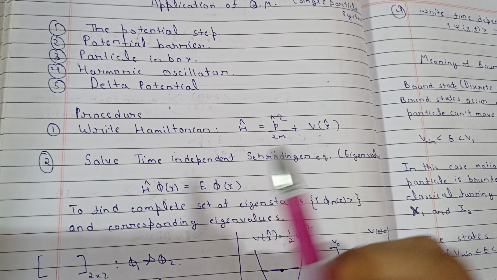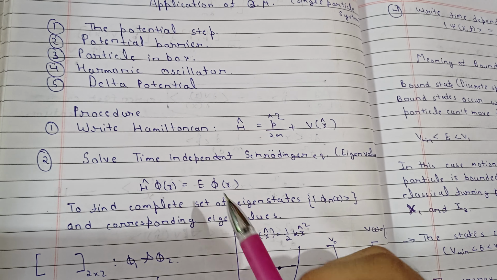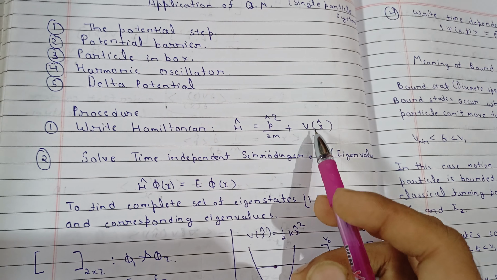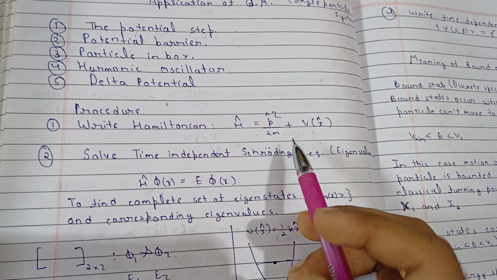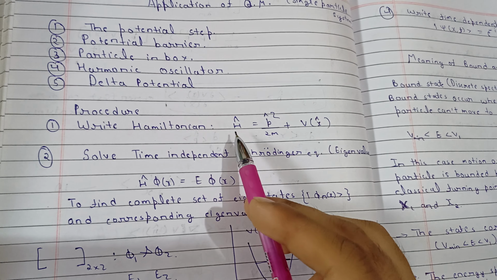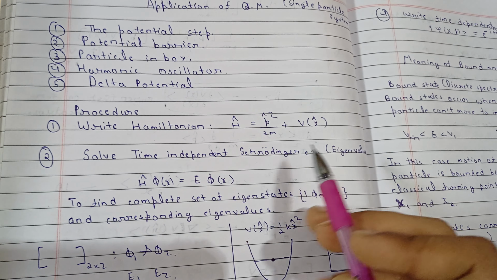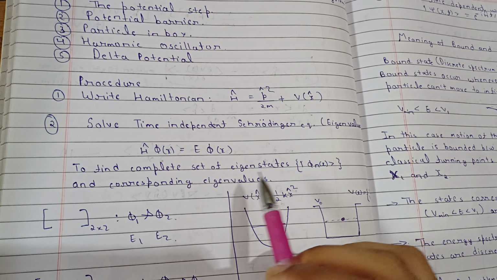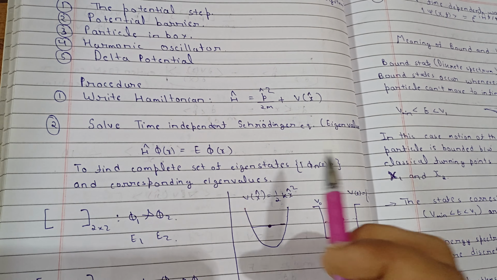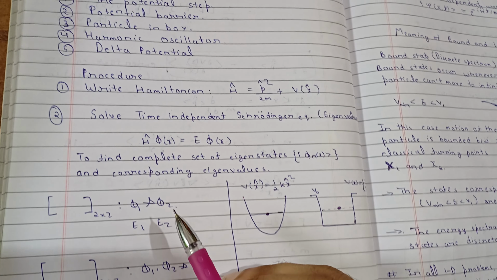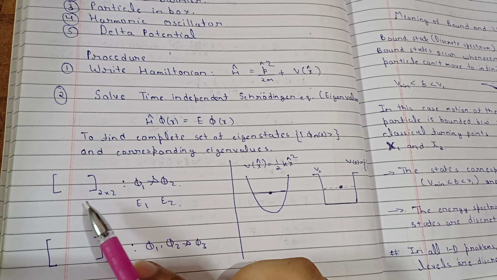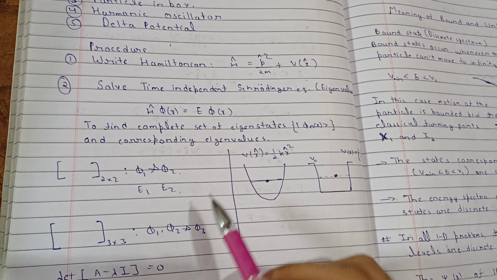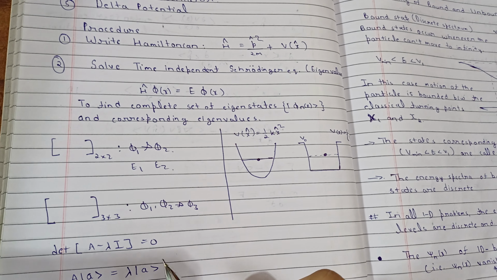Then we will solve the time independent Schrodinger equation, meaning we will find the eigenvalues. If the Hamiltonian operator is given, from here we will find all the eigenstates and the eigenvalues. This will be some matrix, so we can solve that for the eigenstates and eigenvalues. To find the complete set of eigenstates and corresponding eigenvalues, we will solve this. If it is a 2 by 2 matrix, then we will get two eigenstates and two eigenvalues. If it is a 3 by 3 matrix, then we'll get three eigenstates and three eigenvalues.